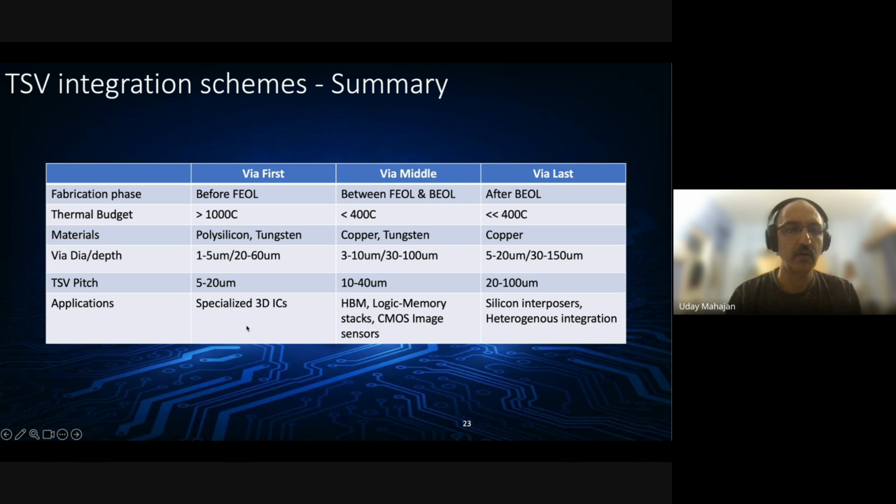And TSV last is done after the back end of line at a much lower temperature, more like below 200 degrees typically. The TSV material is copper. These are, of course, much larger structures because they have to work around the existing device, which is now completely fabricated. So they can only be put in certain locations. And its main use cases are heterogeneous integration through silicon interposers.